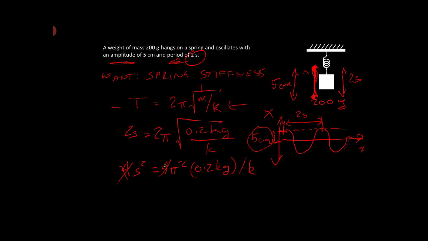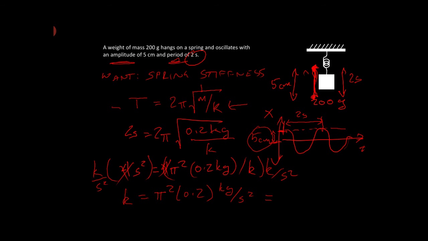Those two 4's cancel. So let's see, if I multiply both sides by k, right, then I have k is equal to, let's see, pi squared times 0.2 times kilograms. I'm going to divide by the second squared as well, so we have kilograms per second squared. Okay, so that looks pretty good.